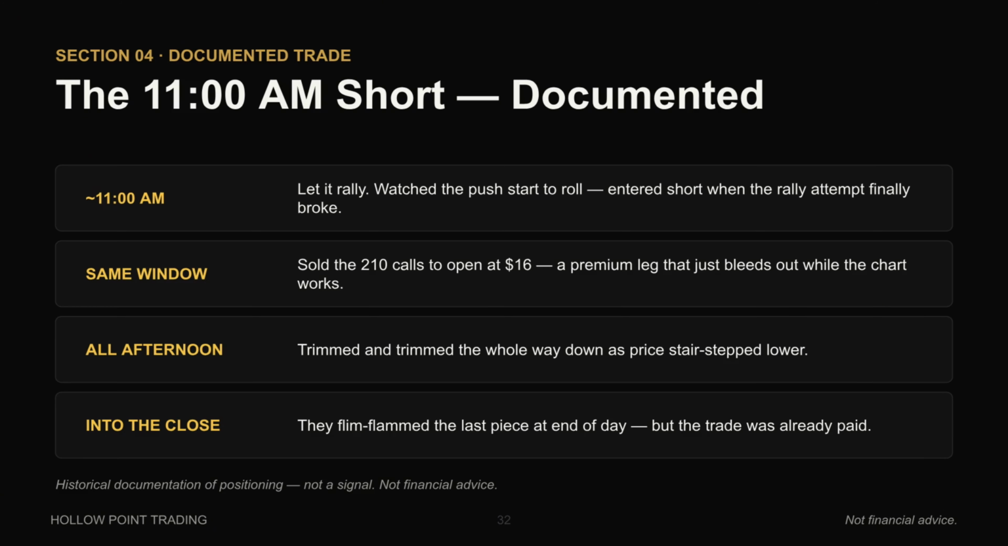Here is a documented look at the 11 a.m. short trade. We waited for the rally to fade before entering. We also sold calls to open, allowing time decay to work in our favor while the chart trended lower, providing a solid cushion throughout the afternoon.